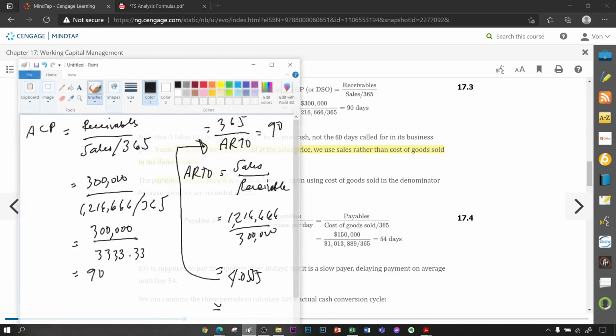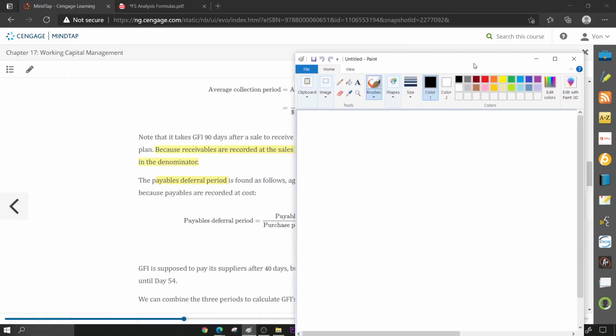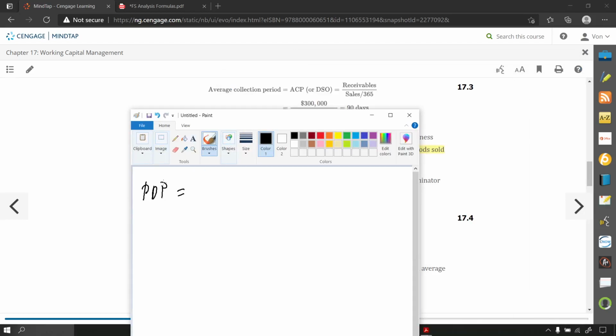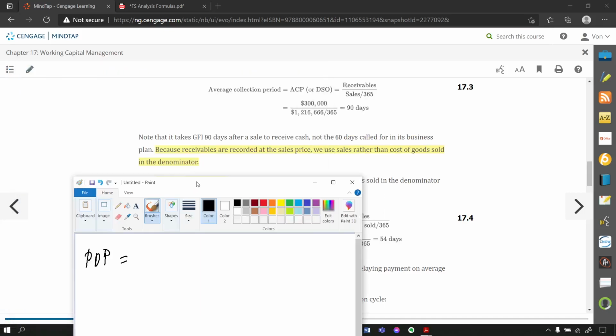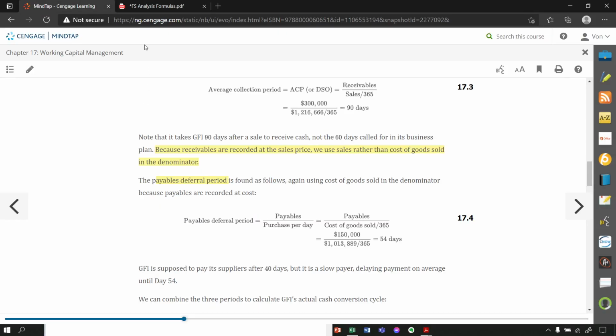Okay, so try nga natin. Kunwari, hindi pa natin nakikita yung sagot. Okay. Ano daw yung formula ng payables deferral period? Okay. So, yung numerator natin is payables. Then, yung denominator is cost of goods sold, COGS, per day, 365. So, dito, wala tayong pagko-compare na formula, no? Kasi ngayon pa lang natin na-encounter itong payables deferral period.